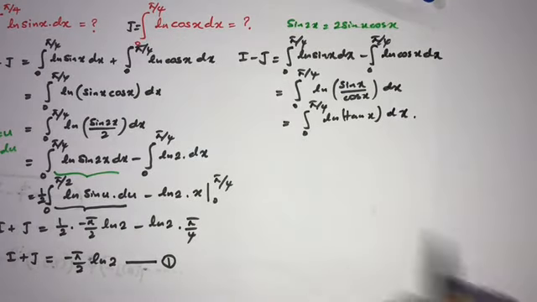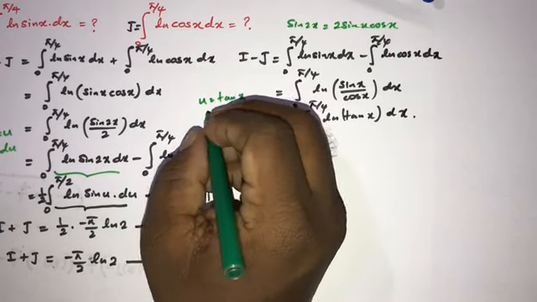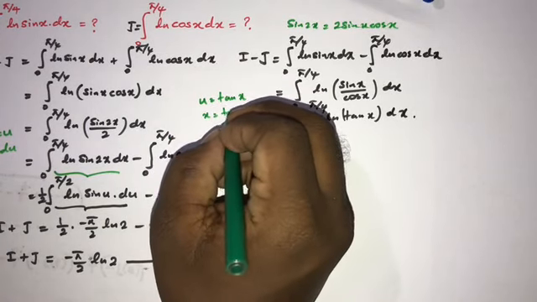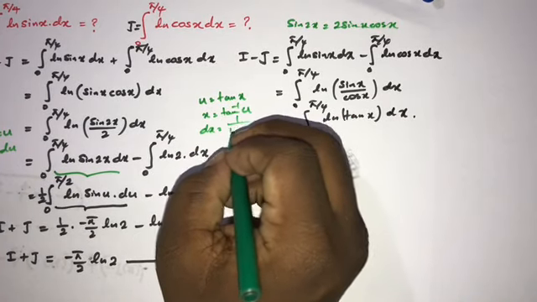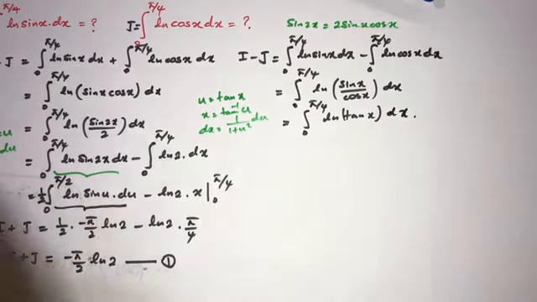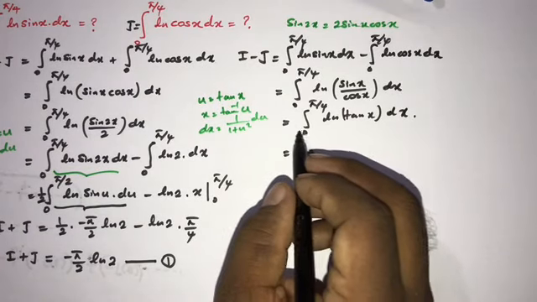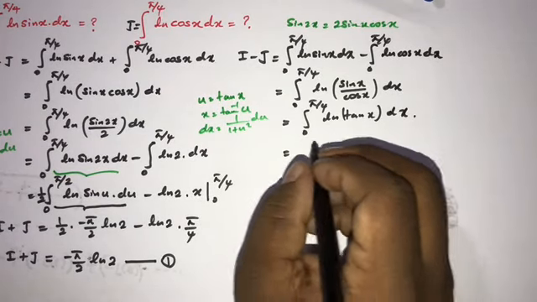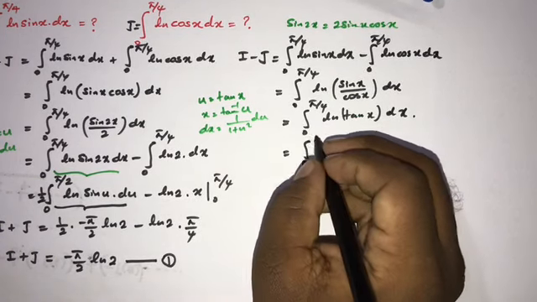Now to evaluate this integral, I'm going to take a substitution. If we take u equal to tan of x, then x is equal to arctan of u. Now differentiating, dx is equal to 1 over 1 plus u squared du. Now we can plug in here. We know the limit when x approaches 0, u also approaches 0. When x approaches pi over 4, u approaches 1.